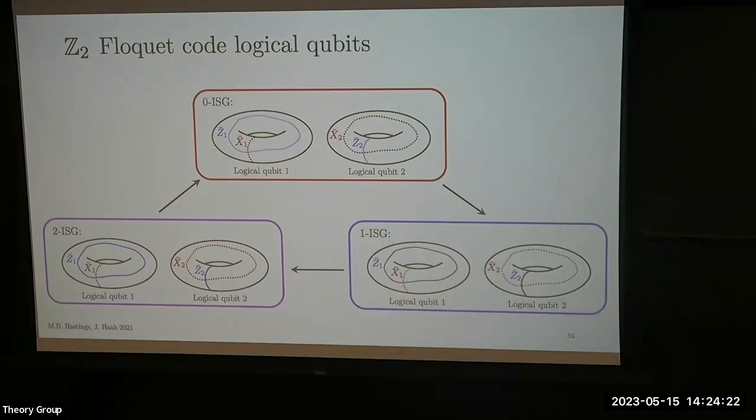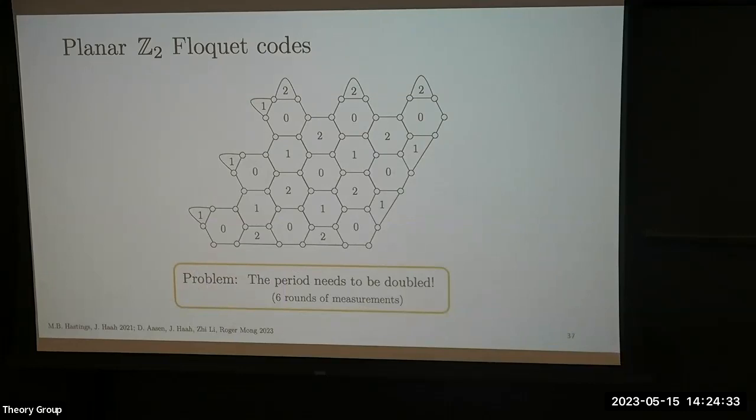Good, so again, as Clay pointed out, this is on a torus. We don't want this on a torus. How can we put it in the planar geometry? Shortly after the original Z2 Floquet code was introduced, there was a planar construction where information is stored at the boundaries. The caveat is that the period needs to be doubled. Instead of making three rounds in each period, you need to make six rounds. This slows things down. This means it takes twice as long to detect whether there are errors. It gives errors more time to corrupt your information.